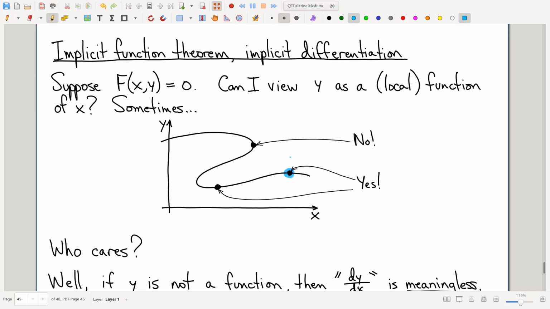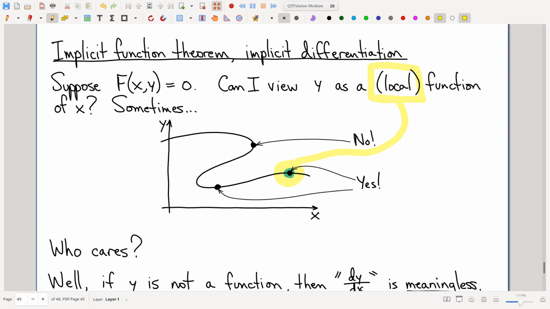Now, what do I mean by near that point? That's what we use this word locally to refer to. Locally means I'm going to restrict my attention to a nearby, what we call a neighborhood of the given point. That neighborhood can be as small as you need it to be for your purposes, right? So assume that it's arbitrarily small.